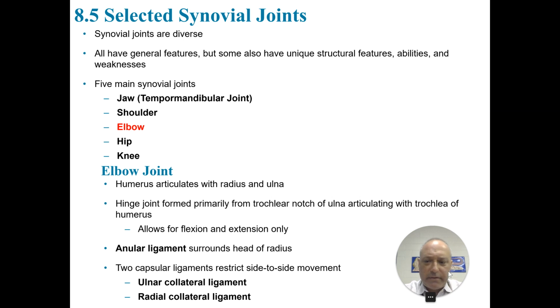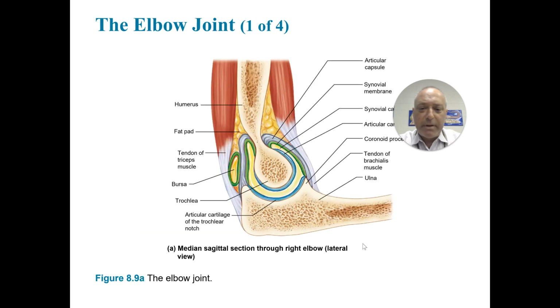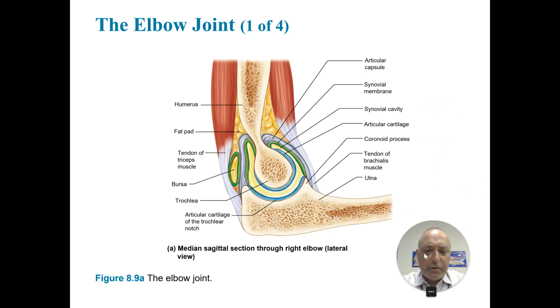Okay, elbow joints. The humerus articulates with the radius and the ulna. Remember, the radius is the one with your radial artery, the place where you take your pulse, and that's how I identify the radius versus the ulna. There is an annular ligament that surrounds the head of the radius, as well as a couple of ligaments that allow side-to-side movement. And here we go with our elbow joints.